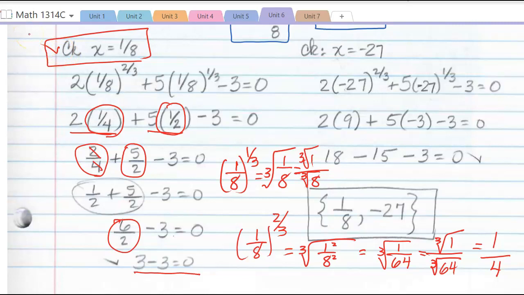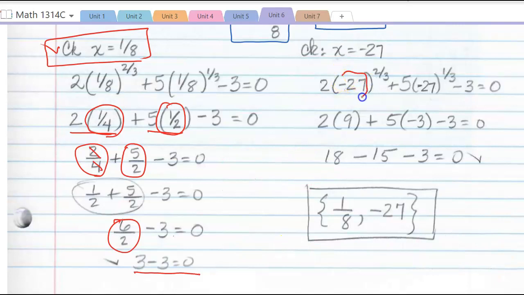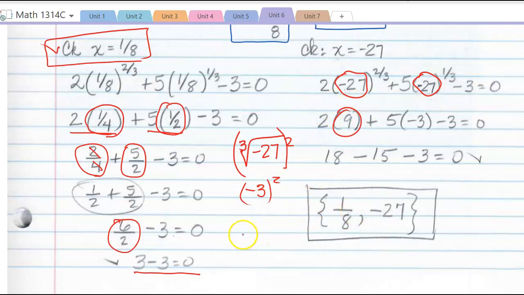We do the same thing for the negative 27. So everywhere I see x, I'm going to put negative 27. And I'm going to do the same idea. I'm going to get the cube root of negative 27 squared. So in this case, I'm going to get the cube root first and then square it. The cube root of negative 27 is negative 3, and then I square that, and that's how we get this positive 9. I do the same thing with negative 27 to the 1/3, and we can clearly see that that's equal to negative 3. That's what we get here.